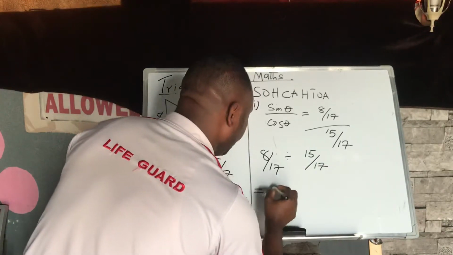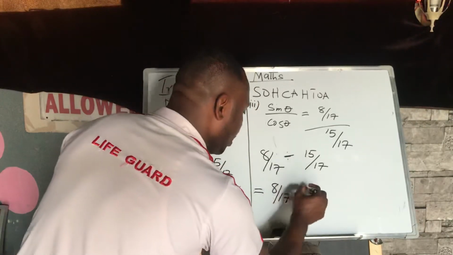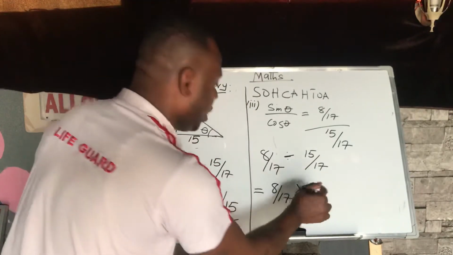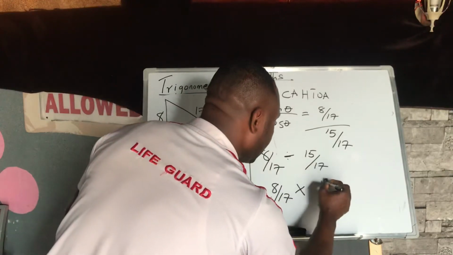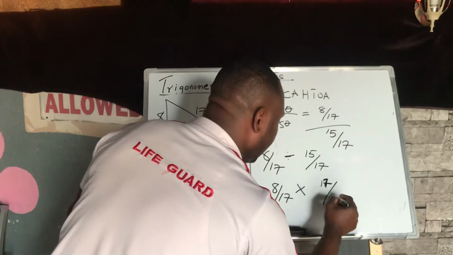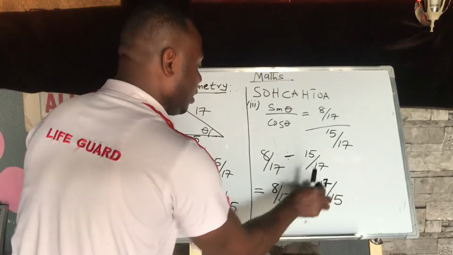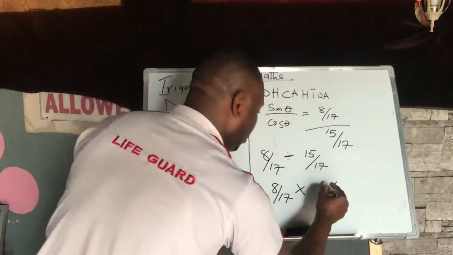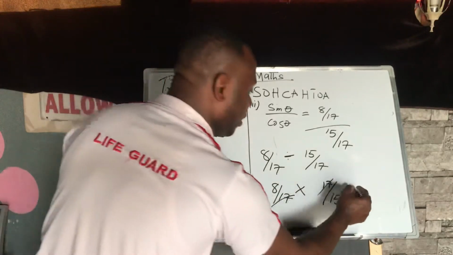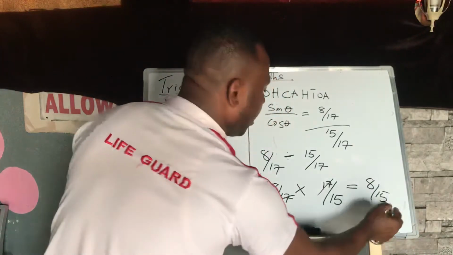This is equal to 8 over 17. This division here will turn to multiplication. The denominator will come to the numerator, and the numerator will come down to the denominator, which is equal to 17 all over 15. So 17 is here, 17 is here. Cancel 17. What remains? 8 over 15. Answer.